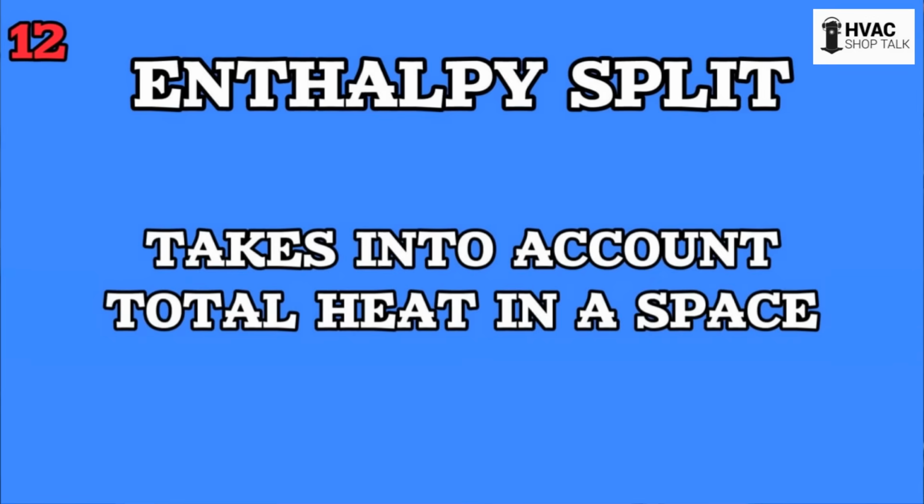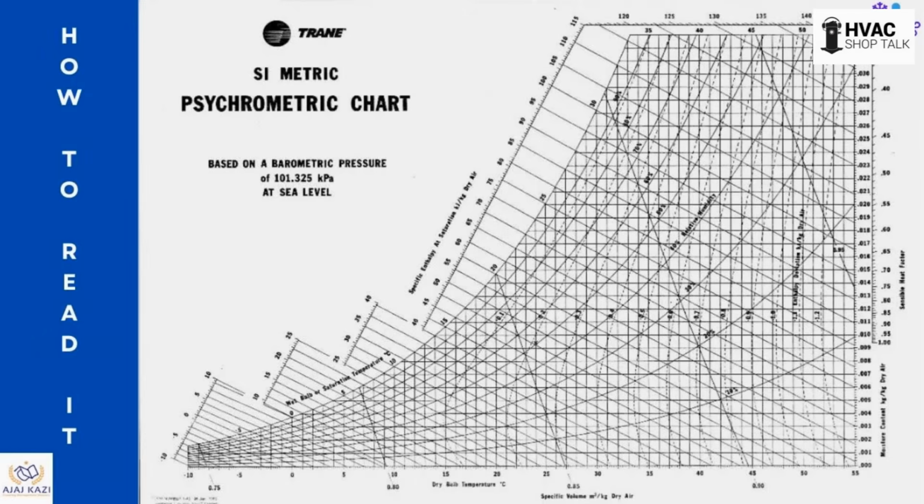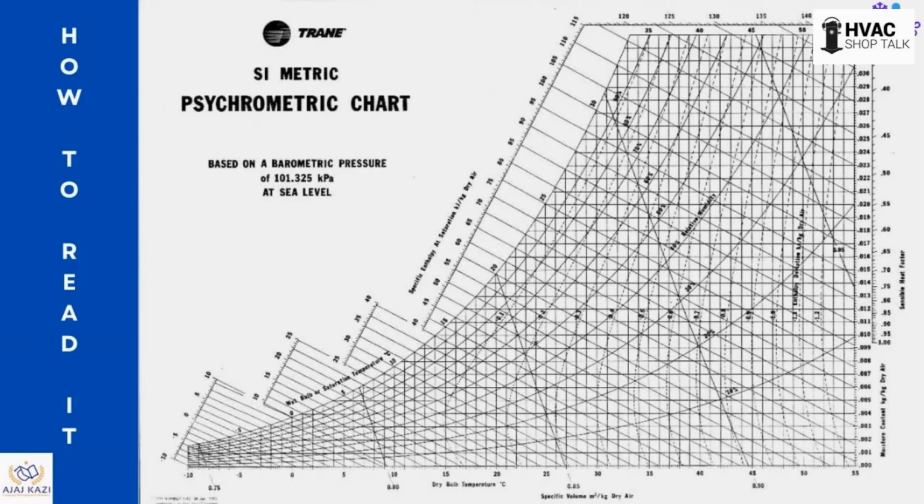Now, enthalpy split is going to be talking about total heat: how much total heat changed from return to supply, how much cooling took place, how much humidity was taken out of the air. They call it grains on a psychrometric chart. If you have a psychrometric chart, which is a good idea, enthalpy is that reading on the slant on the left side of the chart, going all the way up. Basically, you take your relative humidity and your sensible temperature, like 75 degrees, 50%, and draw that diagonal line up the chart, and that'll give you your enthalpy.